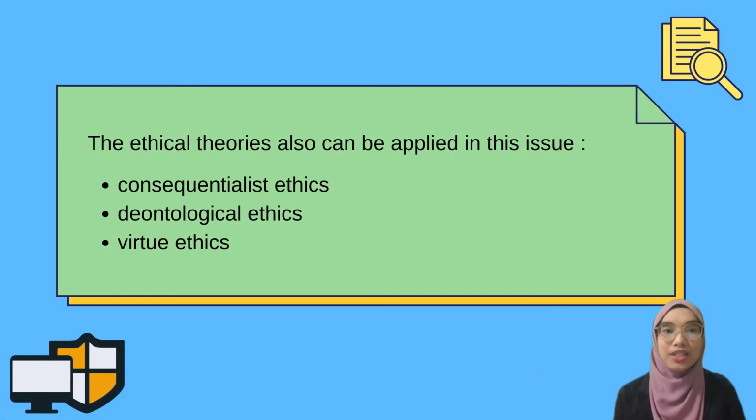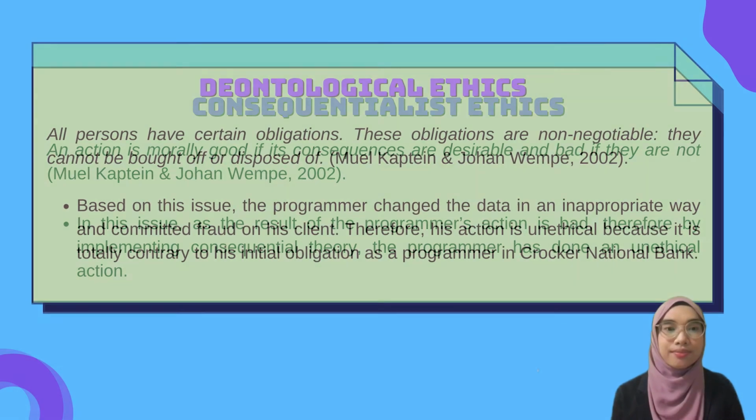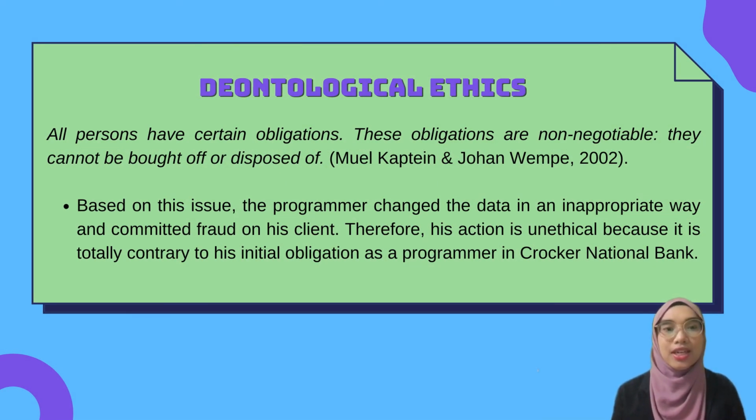The ethical theories can also be applied in this issue. Firstly, consequentialist ethics. According to Noel Kaptein and Johan Wempe, 2002, an action is morally good if its consequences are desirable and bad if they are not. In this issue, as the result of the programmer's action is bad, therefore, by implementing consequentialist theory, the programmer has done an unethical action. Next, deontological ethics.